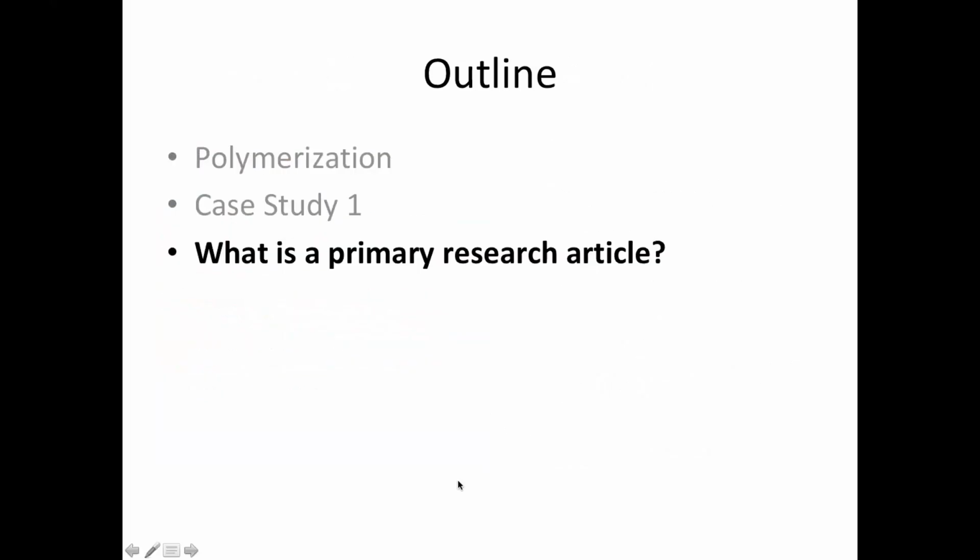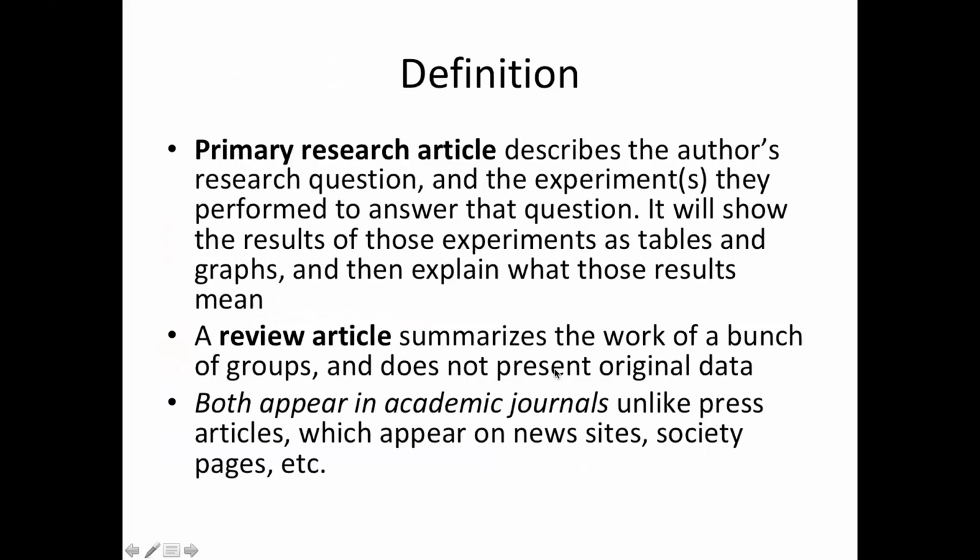Okay. Finally, let's talk about a primary research article. A primary research article describes an author's research question and the experiments that they performed to answer that question. It's going to show the results of those experiments as tables, as graphs, and then explain what those results mean. And this is compared to a review article that's just going to summarize the work of a bunch of different groups. It doesn't present original data. All the data has come from other sources and they're summarizing it.